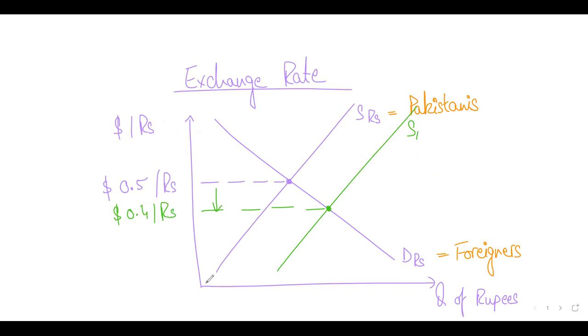Another example. If more foreigners are coming to Pakistan, what would that do? More foreigners are coming to Pakistan. What would that do? For tourism, more people are coming to Pakistan, right? So simply think about this. Now, in this case, the demand for rupees would increase.